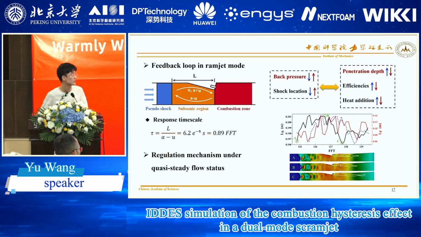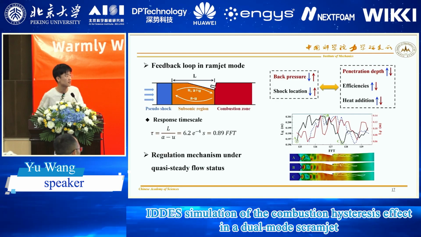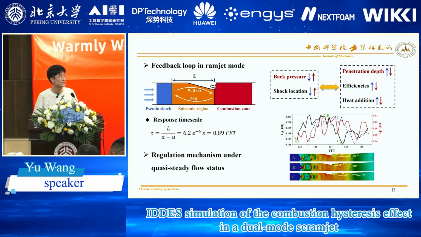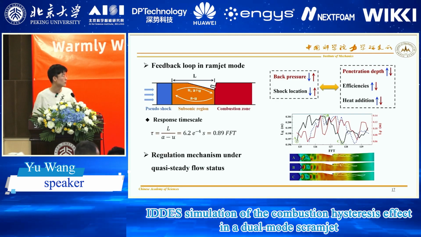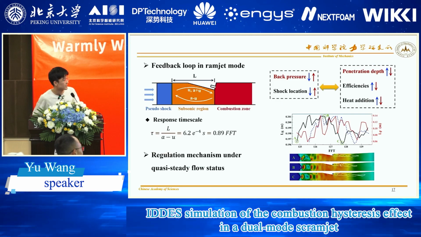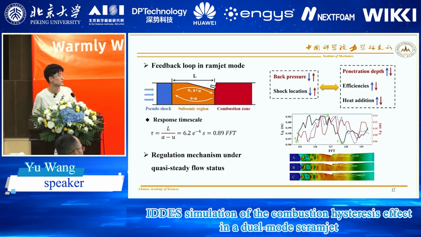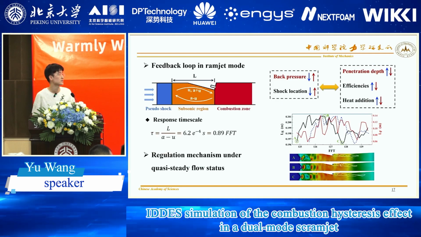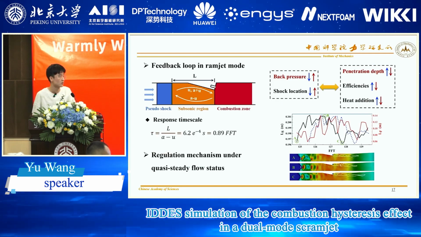In this graph, the black solid line is the pseudo-shock location profile, and the red line is the penetration depth profile. When we modify the black line according to the response timescale to get the blue line, you can see a simultaneous variation trend of the blue line and the red line.